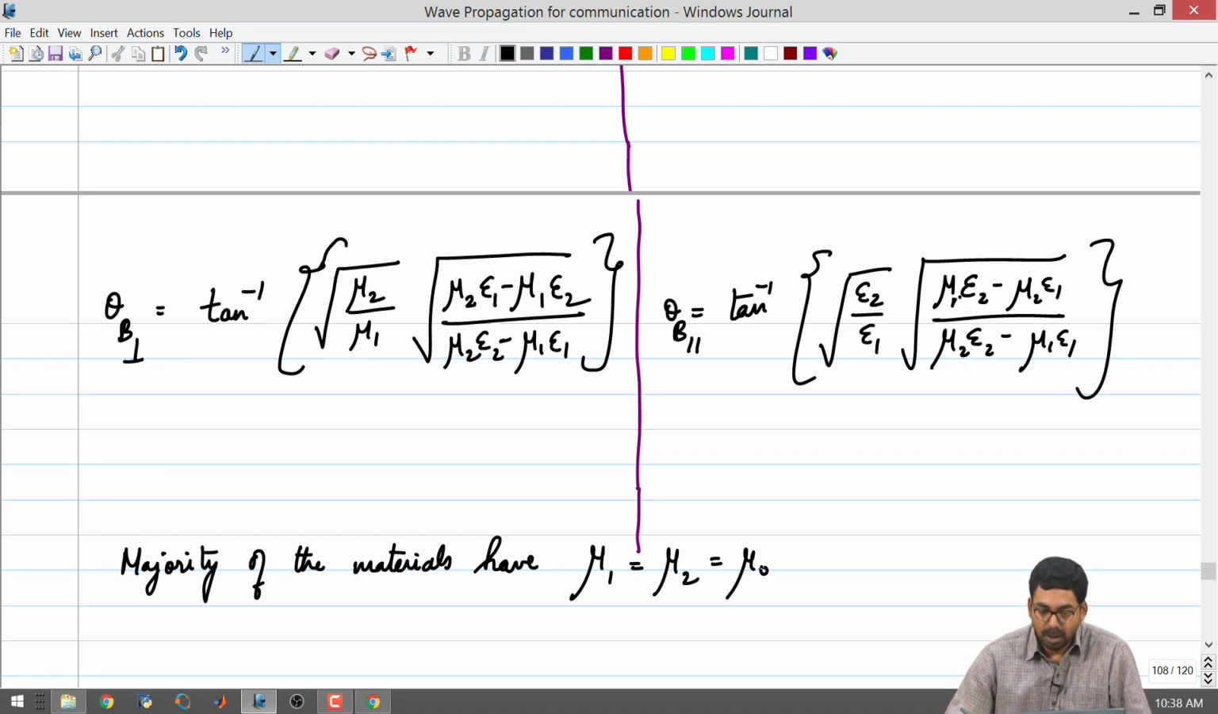What then ends up happening is, if mu 1 is equal to mu 2 is equal to mu naught, you can always go back to the final expression that you have and substitute for mu 1, mu 2 as mu naught.